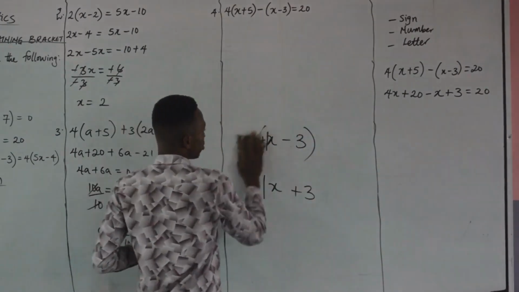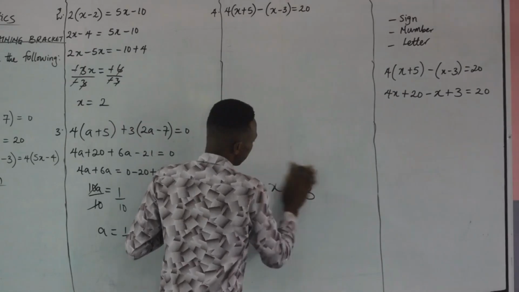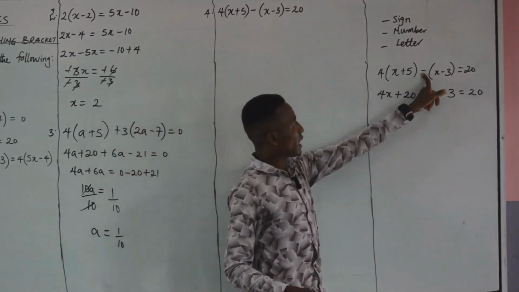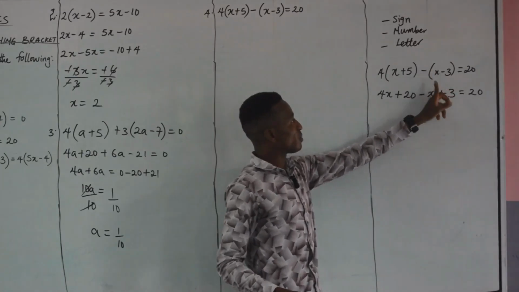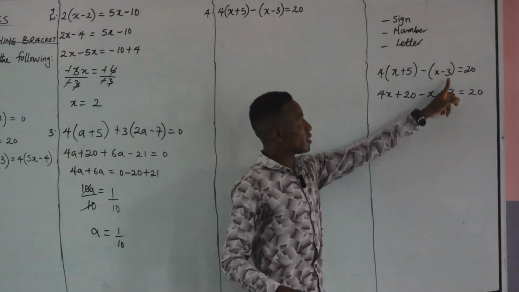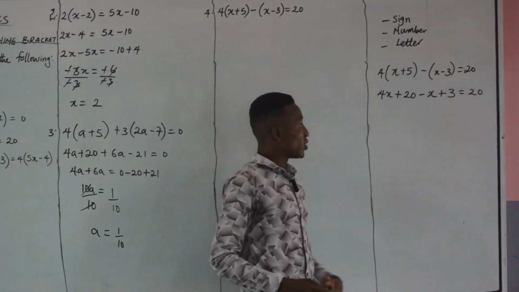So instead of going through the long process of explaining it one by one, you can just look at it directly. Here you have minus, and here you have plus. Minus times plus gives you minus. Write your x. Minus times minus plus, then you write down your 3. Everything equals to 20.